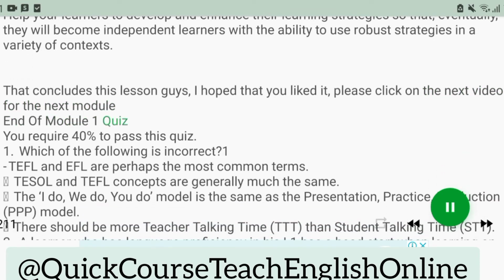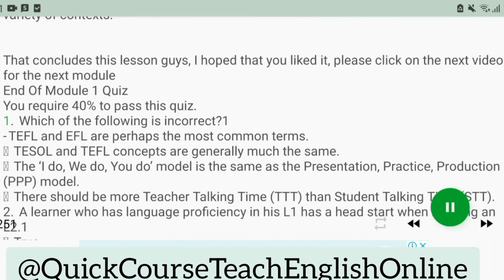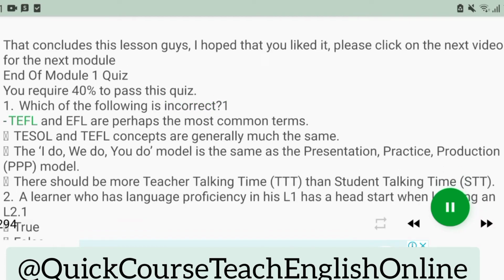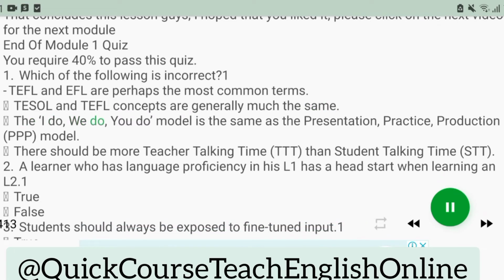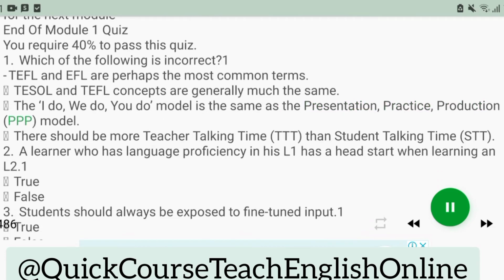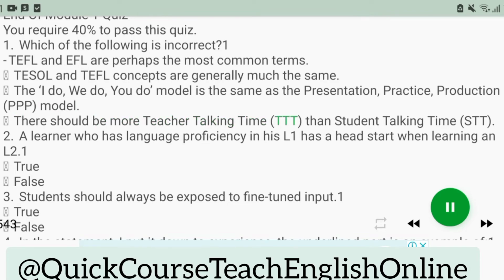End of Module 1 quiz. You require 40% to pass this quiz. 1. Which of the following is incorrect? 1. TEFL and EFL are perhaps the most common terms. 2. TESOL and TEFL concepts are generally much the same. 3. The I do, we do, you do model is the same as the presentation, practice, production PPP model. 4. There should be more teacher talking time TTT than student talking time STT.